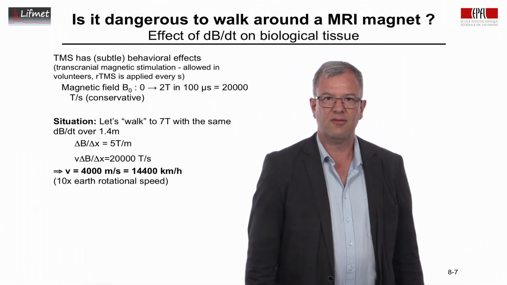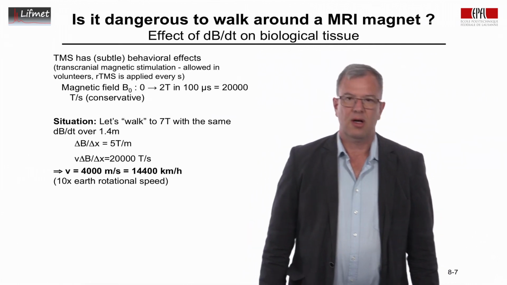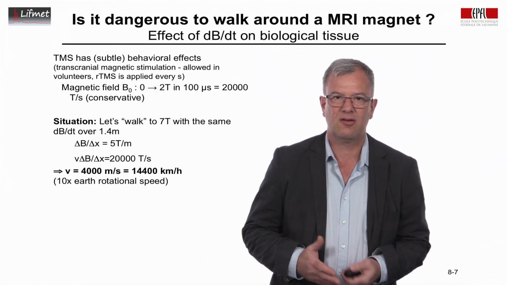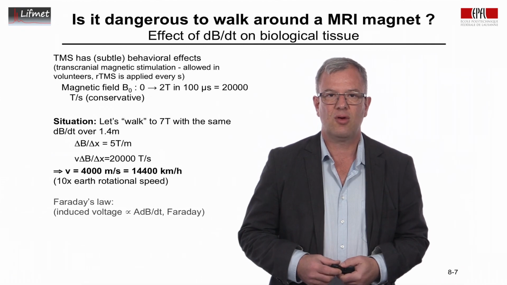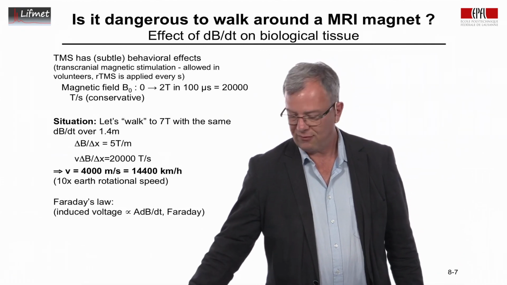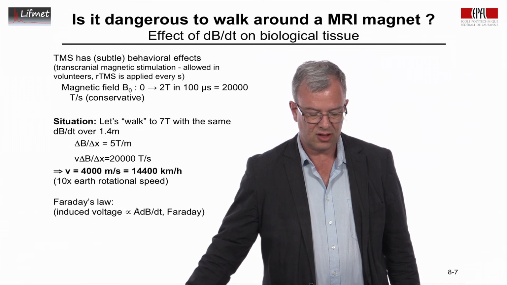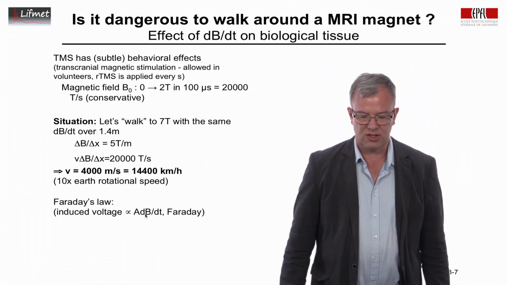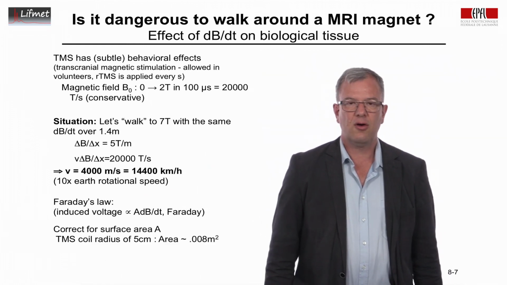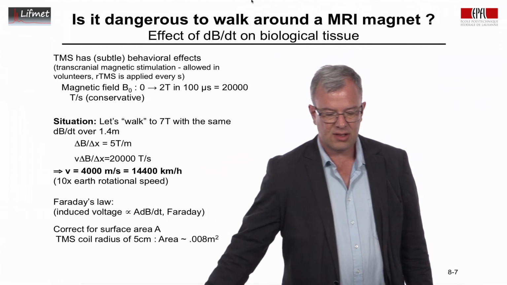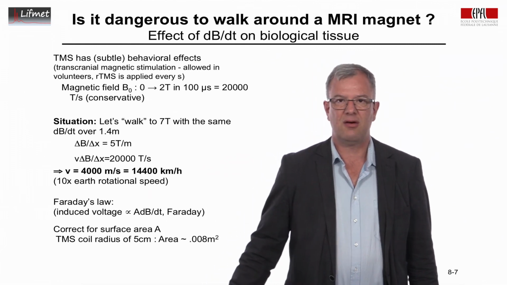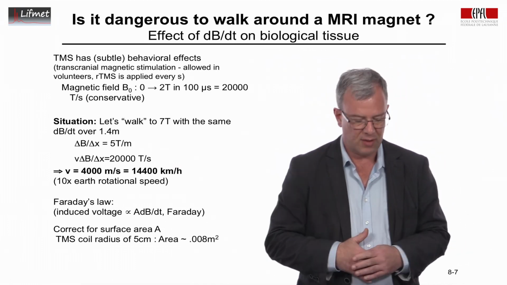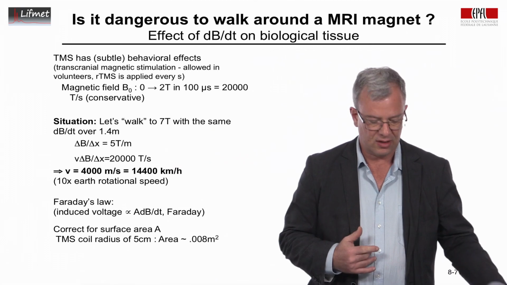That's a tremendous velocity. Now, this is very crude, and it's by no means meant to be correct, but let's go a little bit into finer details, and look at Faraday's law in more detail. Faraday's law says the induced voltage equals the area times the change in magnetic field per time. With transcranial magnetic stimulation, we're obviously not having the same area exposed to the magnetic field as we have with our body as we run towards the magnet. So we'll correct for the surface area.